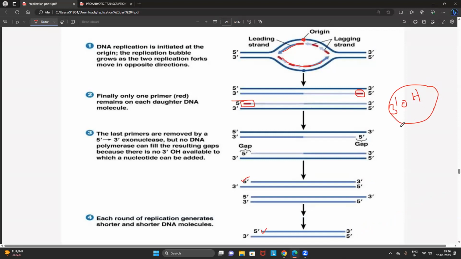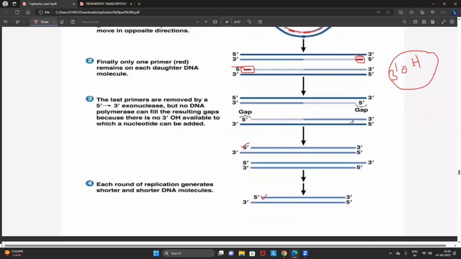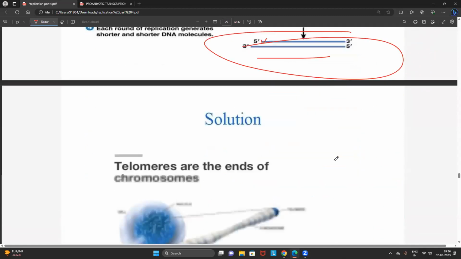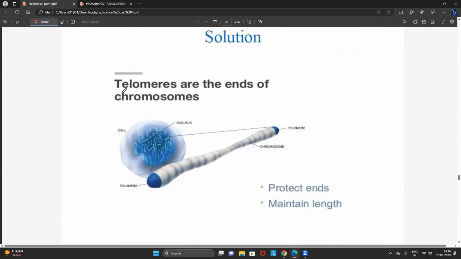Friends, there is no availability of the 3' hydroxyl group. That's why they can't add nucleotides at all. Because no nucleotides are added, every single generation the DNA becomes shorter and shorter. As a result, lifespan will decrease and it leads to cancer formation also. Now, what is the solution? The solution for this is telomeres.